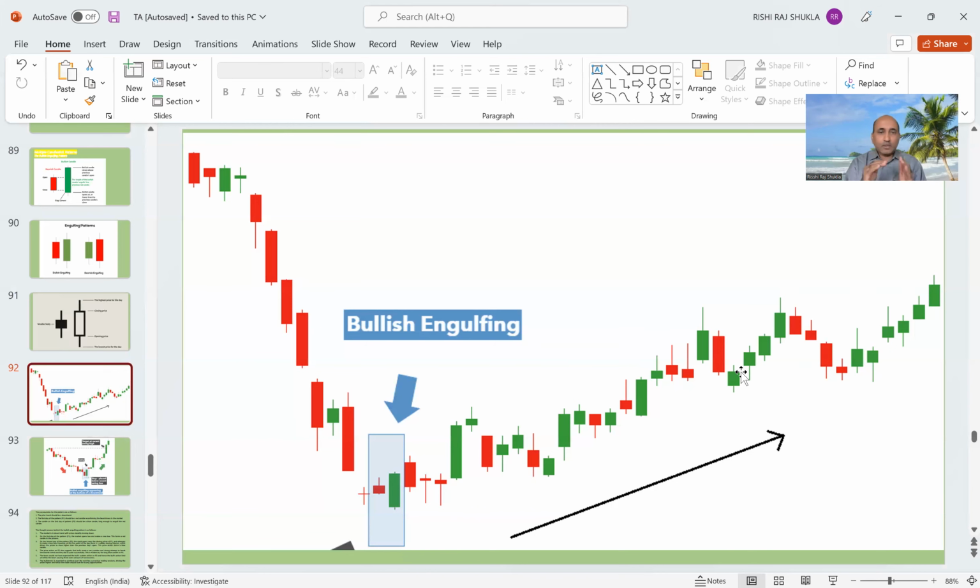Of course, the closing of the observation candle should be above this price, and then he can take the trade and expect to get benefit out of this. If the trade does not go in our favor, then what to do? We have to have a stop loss. The lowest price of this second observation candle should be our stop loss. If the script goes beyond this, we should exit. If it goes in our favor, we should continue.